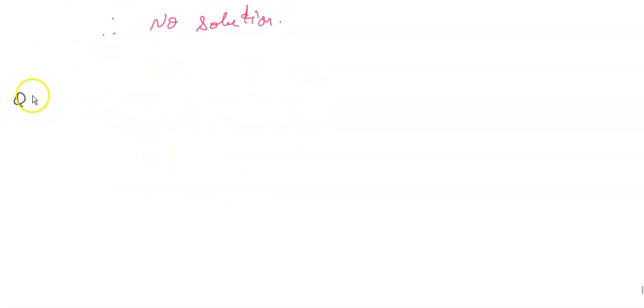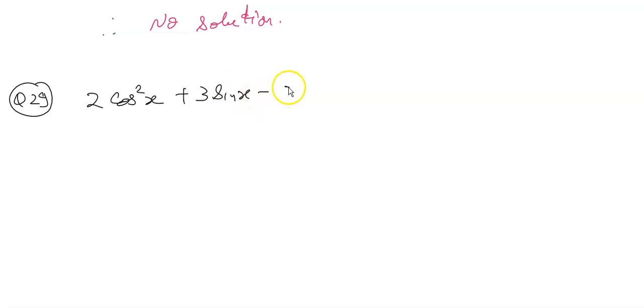Question number 29. It says 2 cos square x plus 3 sin x minus 3 is equal to 0, x belongs to 0 to 180 degrees, then x is equal to. So 2 cos square x plus 3 sin x minus 3 equal to 0. So we can make a quadratic in sin x here, because cos square can be written as 1 minus sin square. So this is 2 minus 2 sin square x plus 3 sin x minus 3 equal to 0.